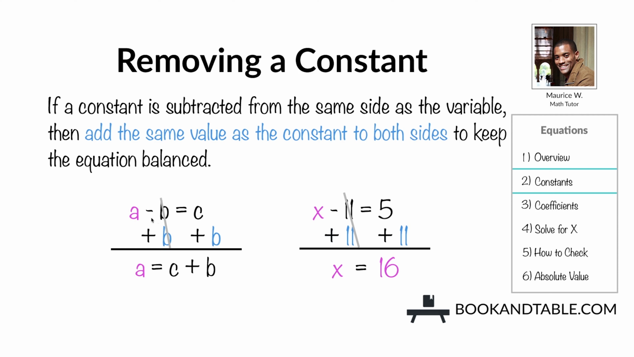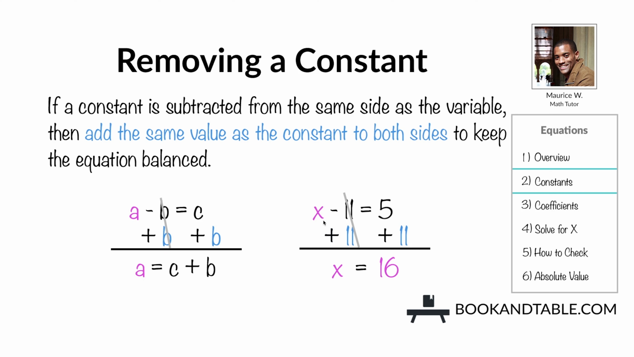If we are subtracting a constant from the same side as our variable, then what we do is add the same value as the constant to both sides to keep the equation balanced. So negative b and positive b cancel each other out, leaving us with a is equal to c plus b.